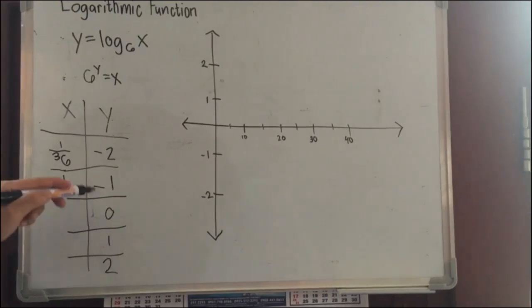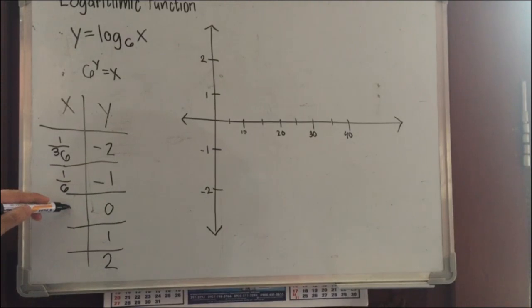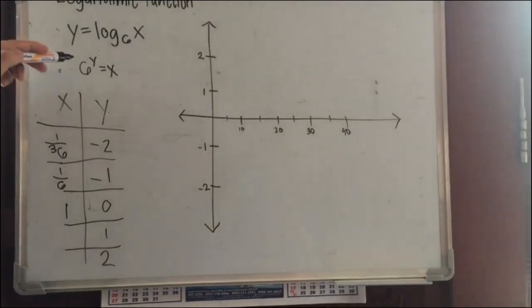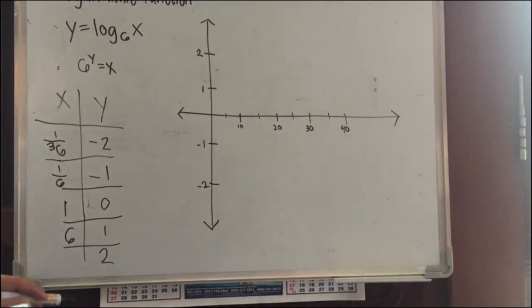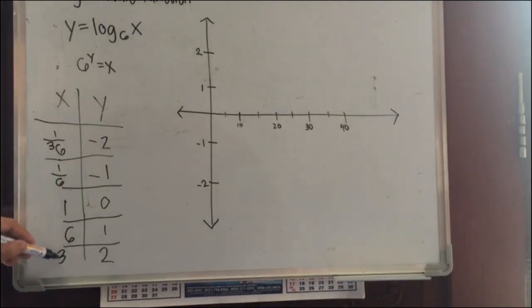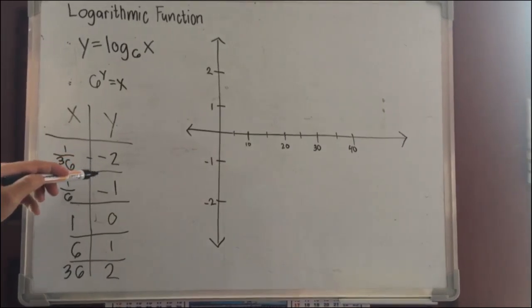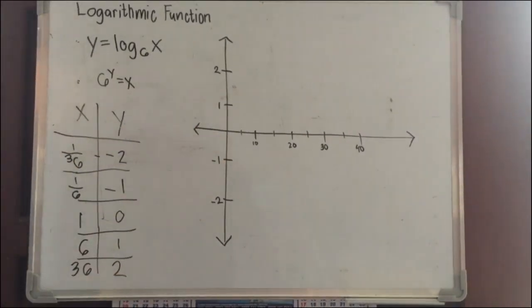Then 6 to the power of 0 is 1. And 6 to the power of 1 is of course 6. And last, 6 to the power of 2 is 36. So by the use of these pairs, we can plot the graph.